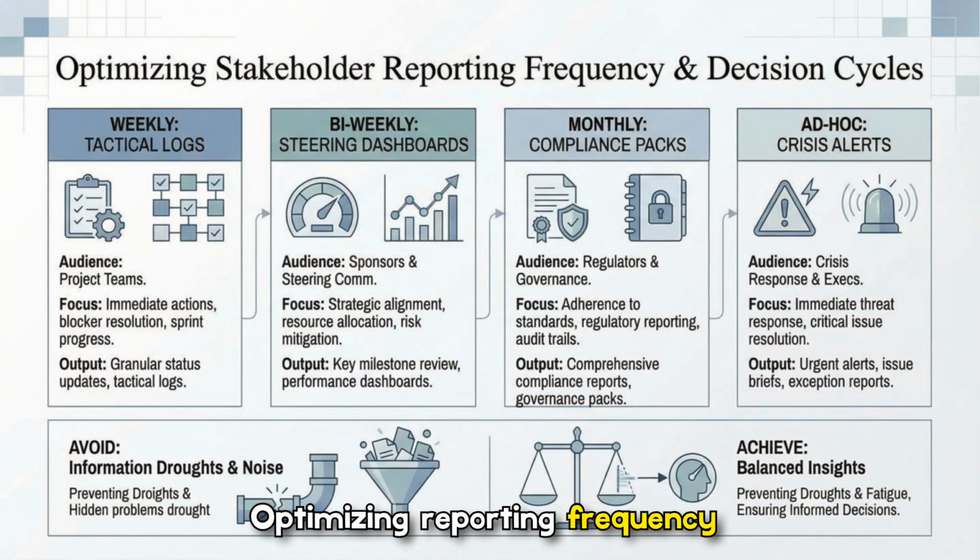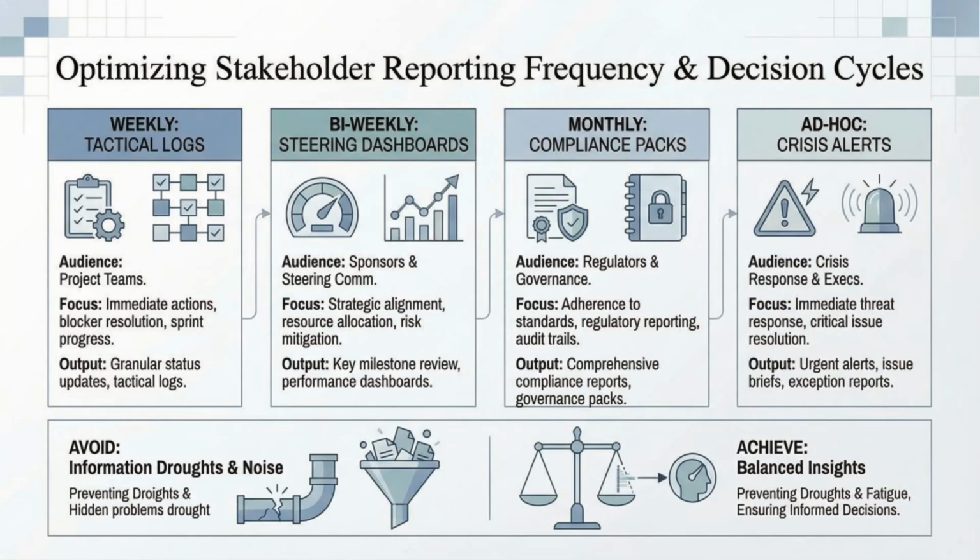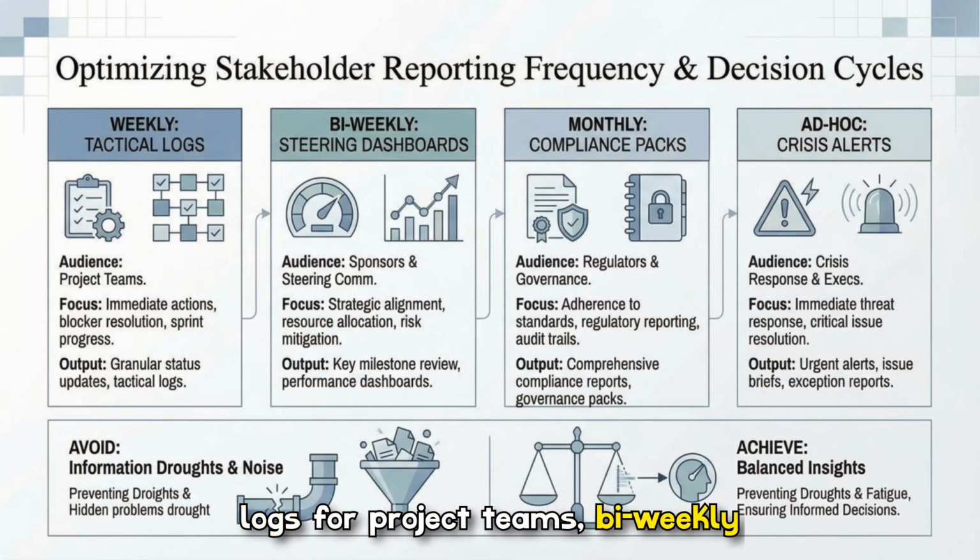Optimizing reporting frequency maps different outputs to decision cycles: weekly tactical logs for project teams, bi-weekly steering dashboards for sponsors, monthly compliance packs for regulators, and ad hoc crisis alerts when urgent issues arise. The aim is to prevent information droughts and noise, ensuring informed decisions without overwhelming stakeholders.